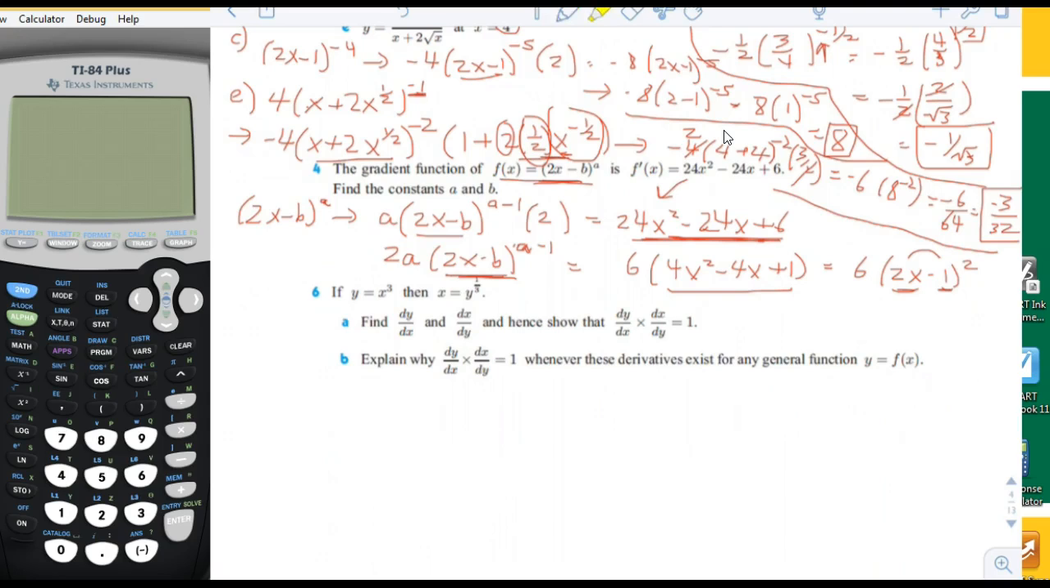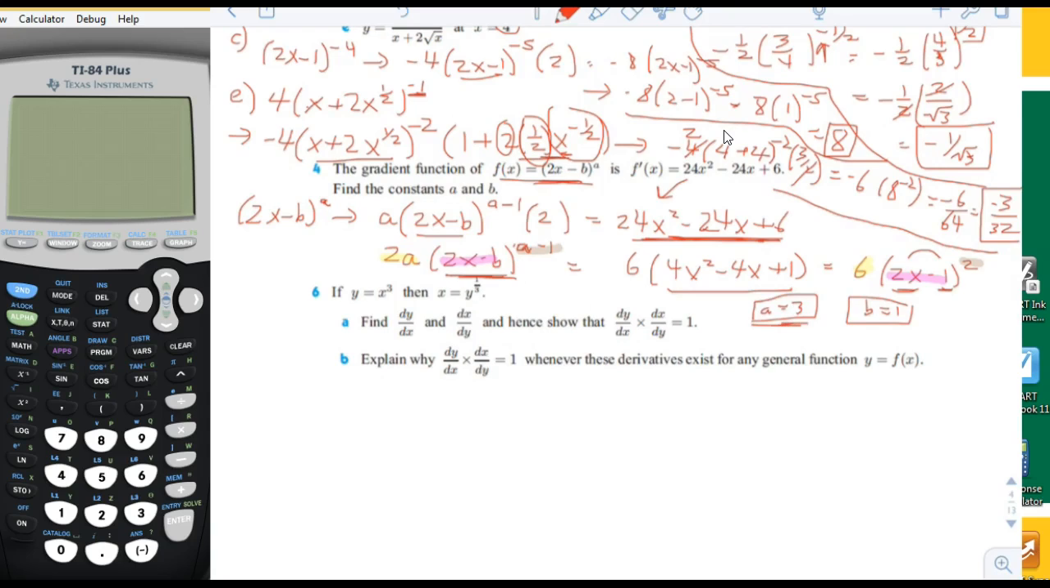So, okay, now we compare this to this. So 6 is 2a, right? Because those are corresponding parts of the equations. So a has to be 3, right? What else? This, 2x minus 1, is 2x minus b. So b is 1. And last of all, a minus 1 is 2, which means that a is 3. And that confirms what we had for a.